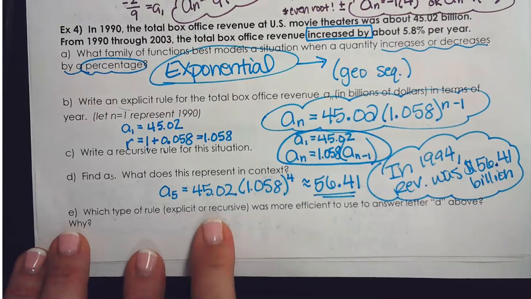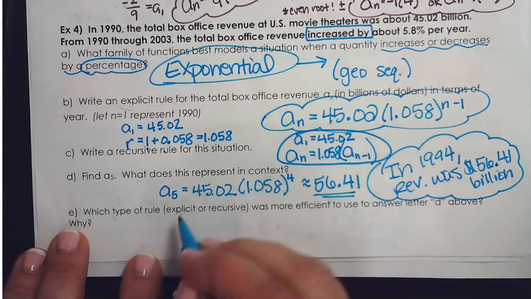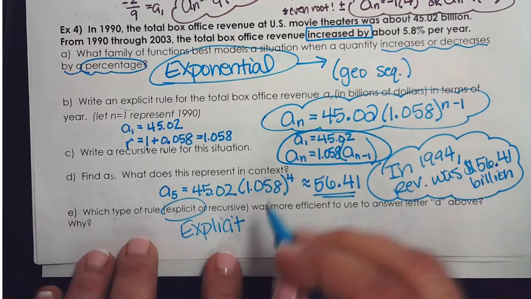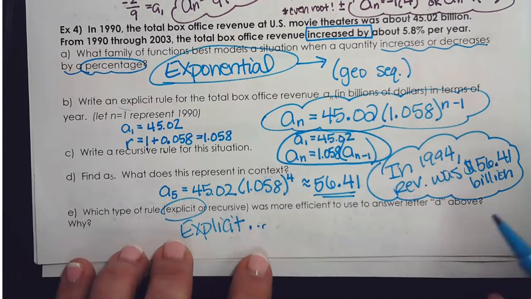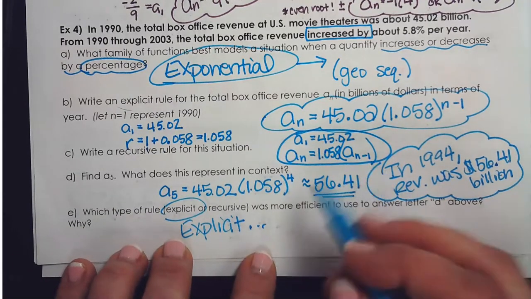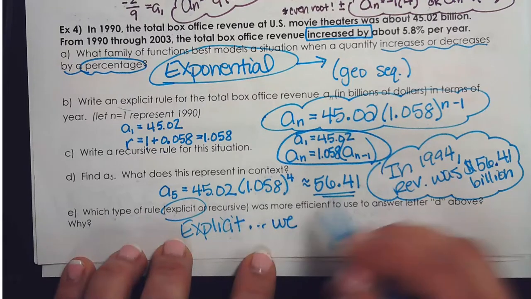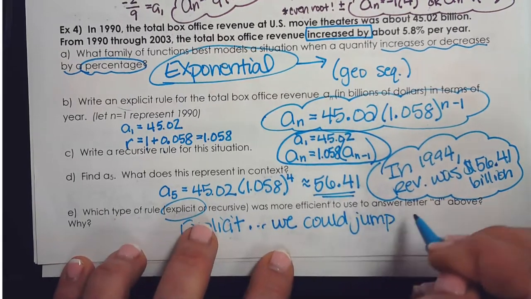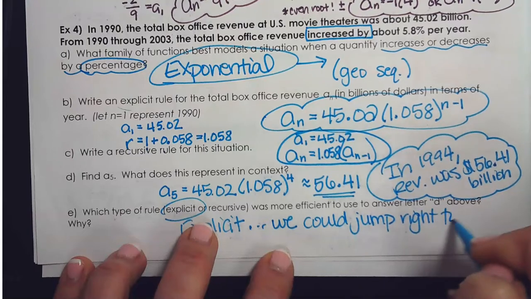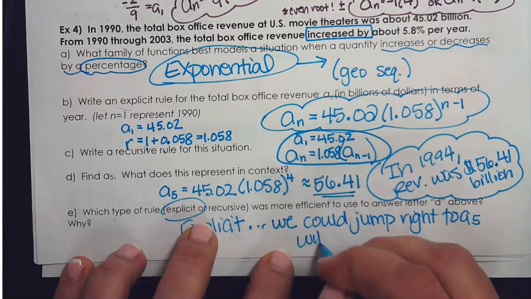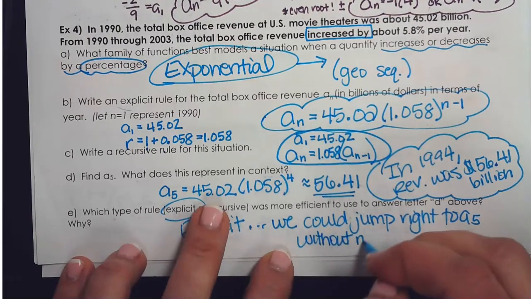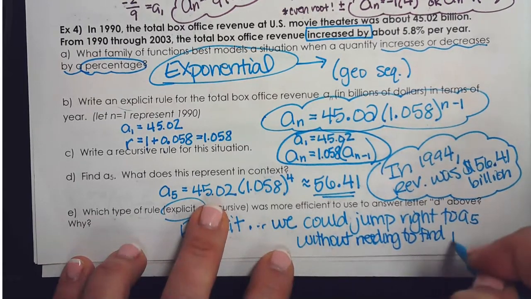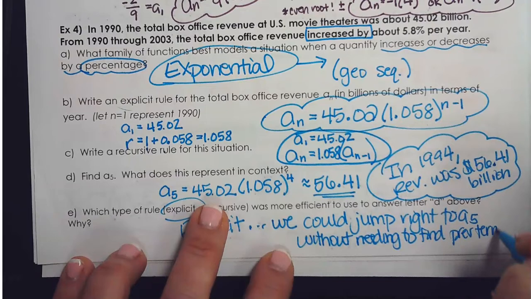Notice that we jumped right to the explicit rule to do this. The reason that we used the explicit rule was because if we did the recursive rule, we would have needed to find all the previous terms. With the explicit rule, we could jump right to A sub 5 without needing to find our previous terms, like A sub 4, A sub 3, etc.